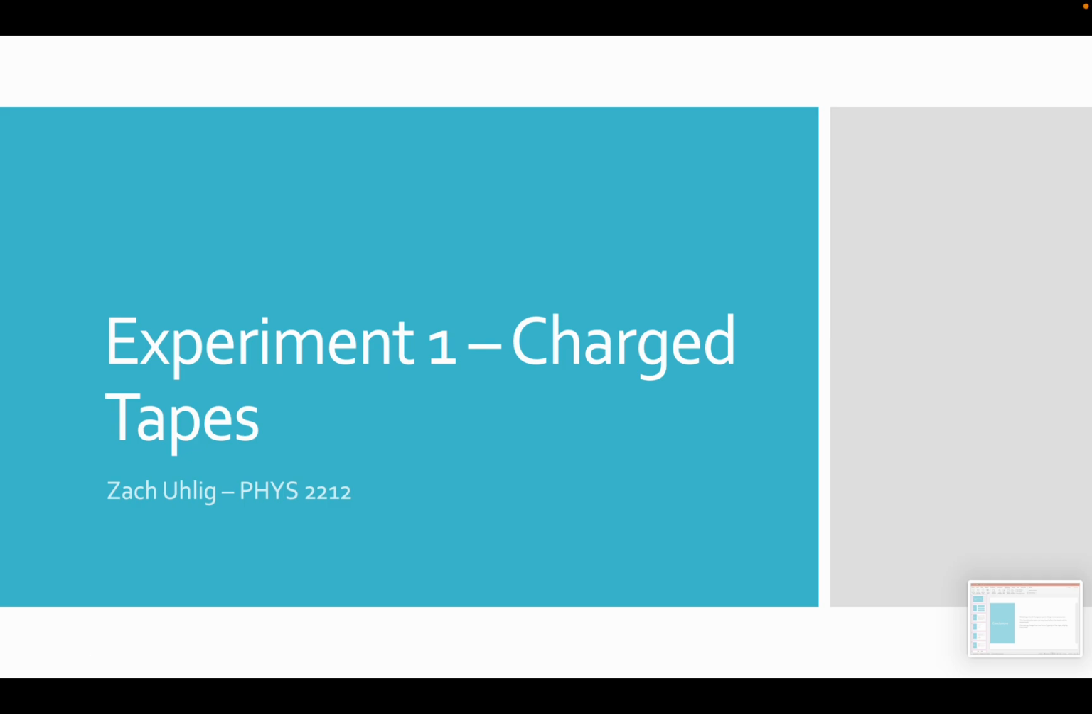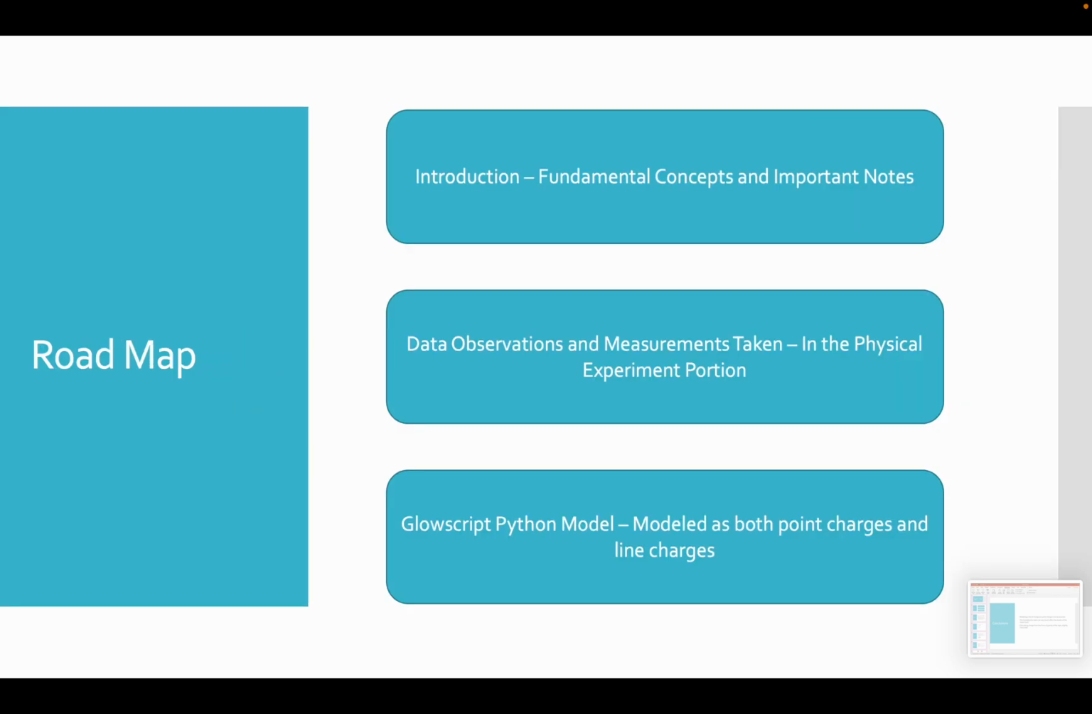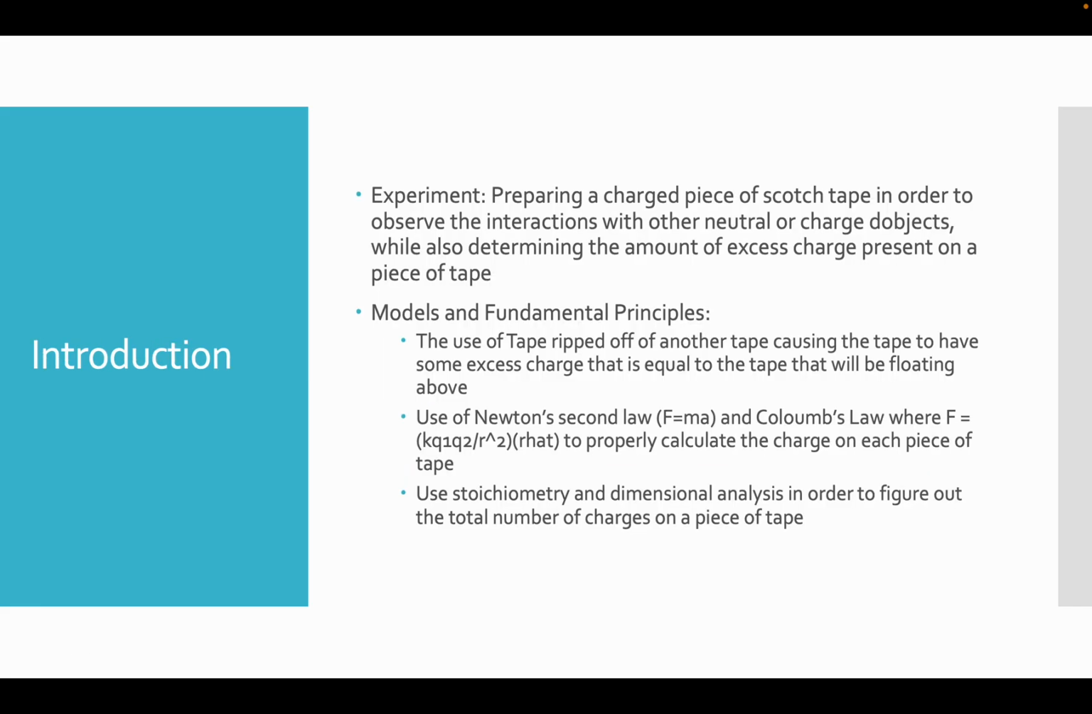Okay, so this is experiment 1 for charge tapes. And just a little bit of a roadmap. We have the introduction, data and observations, and measurements taken, and then we're going to talk a little about the closed script Python model. So the experiment involved trying to levitate a piece of charge tape with another piece of charge tape.